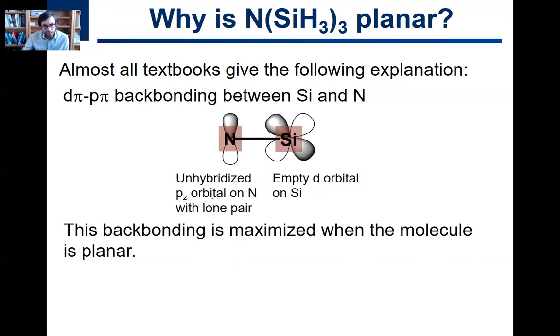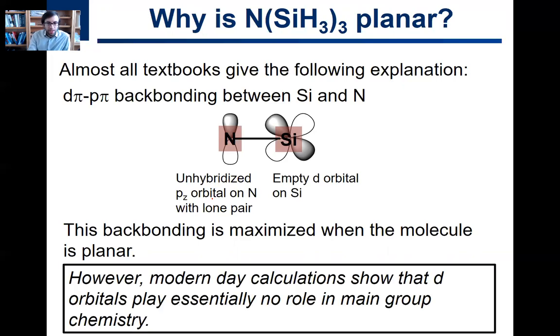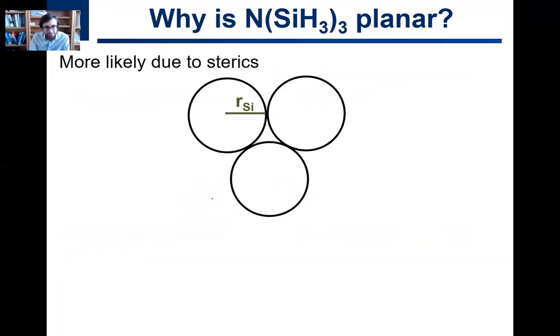But it's a very convenient trope to kind of carry along through textbooks. And so that's why you see it even in modern day textbooks, because I guess people didn't, what will we say, fact check their textbooks. And so that's what this says. Yeah, modern day calculations show that d orbitals play essentially no role in main group chemistry.